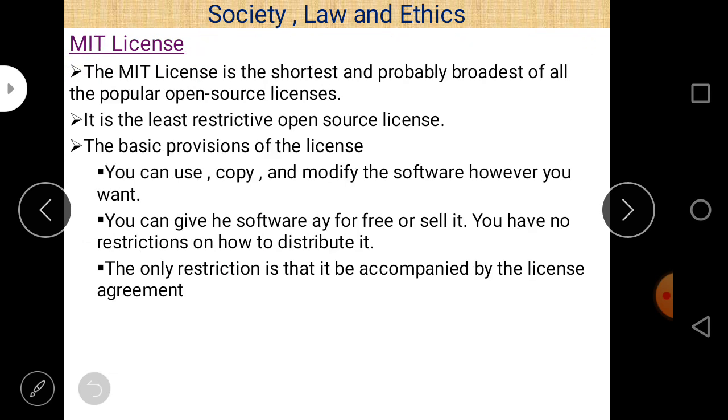Second is the MIT license. The MIT license is basically the least restrictive open source license, and using it you can use, copy and modify the software however you want. You can give the software away for free or sell it, and the only restriction is that it is accompanied by the license agreement. As I told you, there is a spelling mistake in the MIT license in point number 2. So point number 2 should read: you can give the software away for free or sell it.